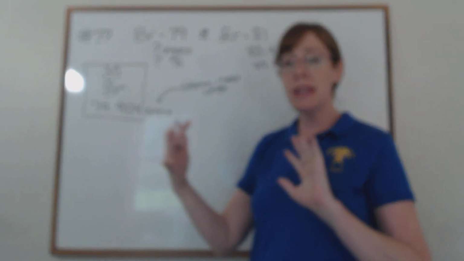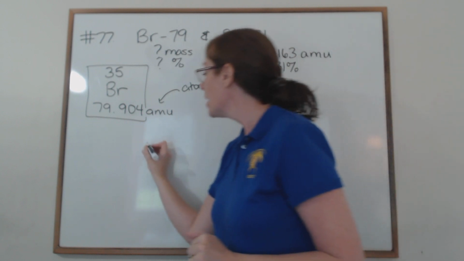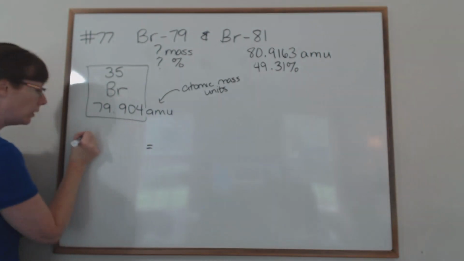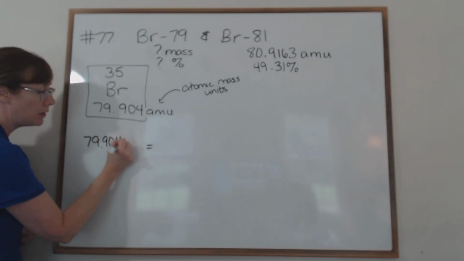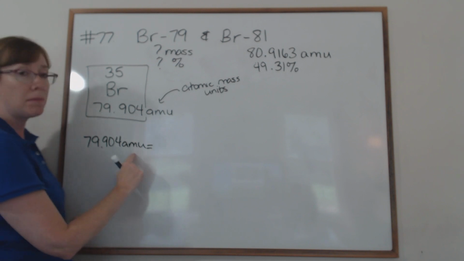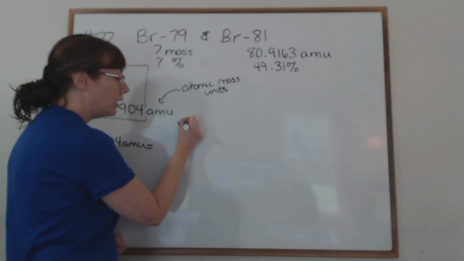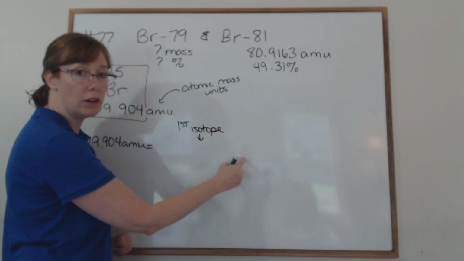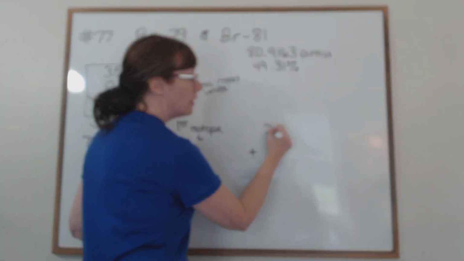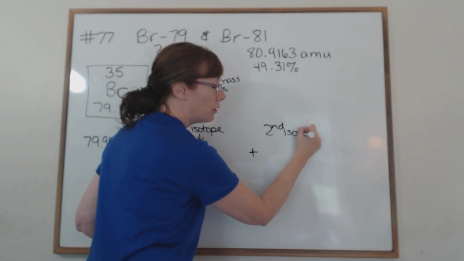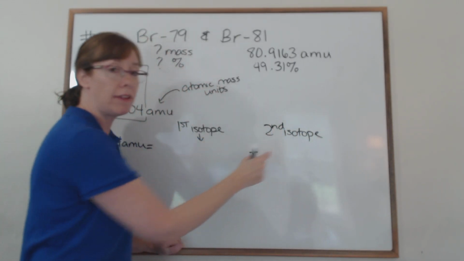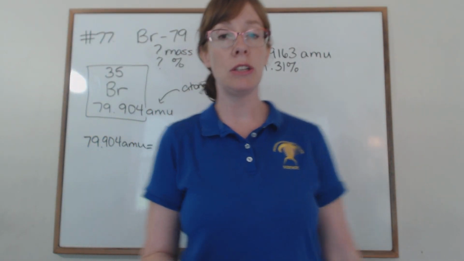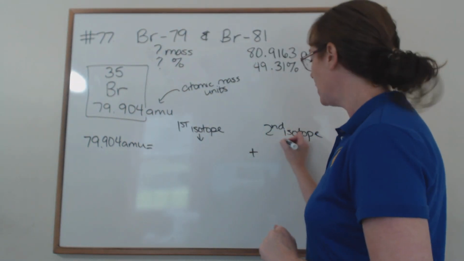Now, the setup of the math is exactly the same, where atomic mass is written here. But this time, this is the one that we know. So we're going to write 79.904 AMUs. Atomic mass is going to equal the contribution to the weighted average from the first isotope. We're going to write that part here. And to that, we're going to add the contribution of the second isotope. And that part we're going to write right here. If there was a third isotope, you would just add his contribution to the weighted average.